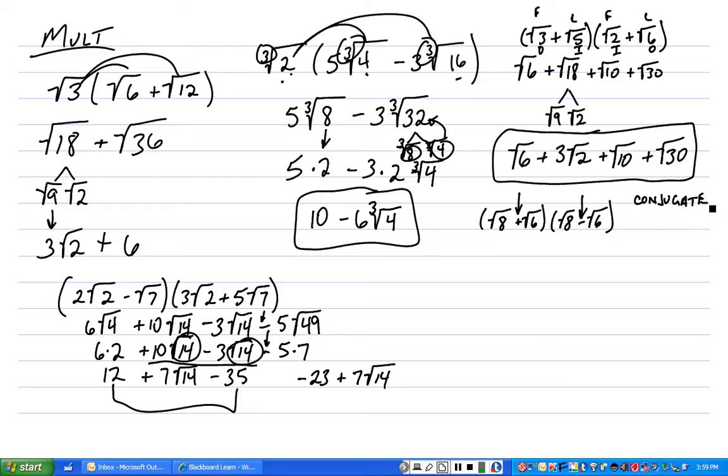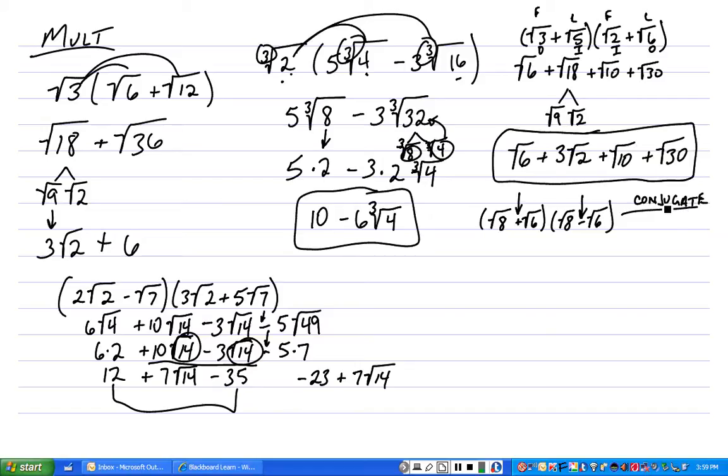Alright? And conjugates allow us to rationalize a denominator when we're dealing with fractions. It allows us to get rid of radicals in the denominator when we have a fraction, but we'll deal with that in a few. Right now, just wanting you to understand that this is an example of the conjugate. They're both binomials, the exact same. The only difference is the sign in the middle. That's what makes it a conjugate.